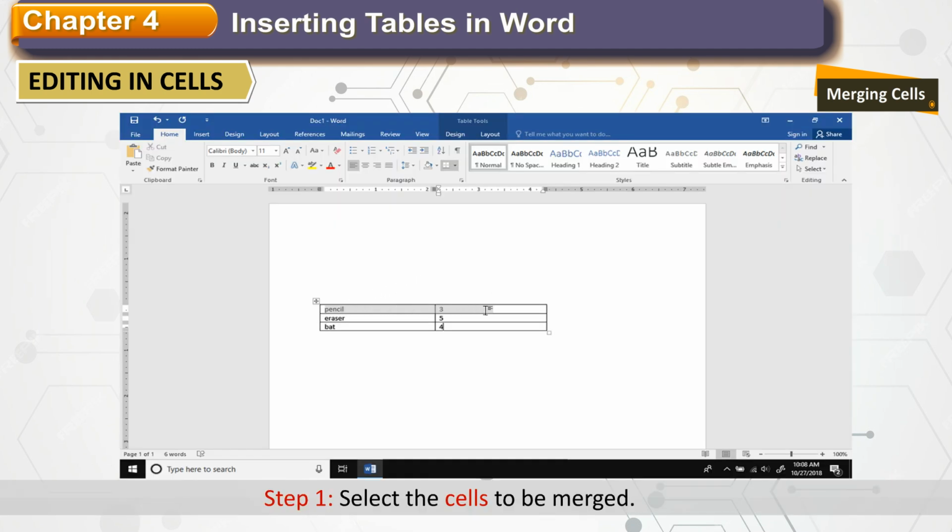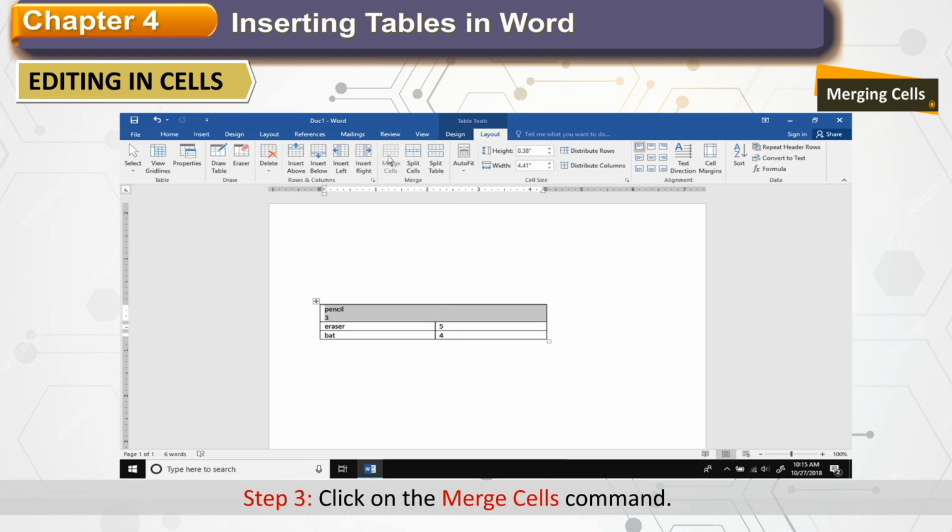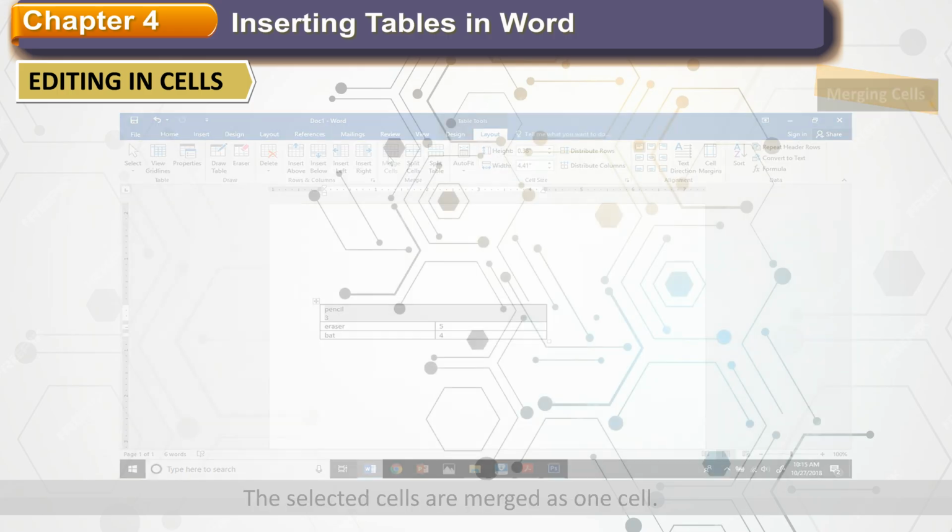Step 1. Select the cells to be merged. Step 2. Click on the Layout tab. Step 3. Click on the Merge Cells command. The selected cells are merged as one cell.